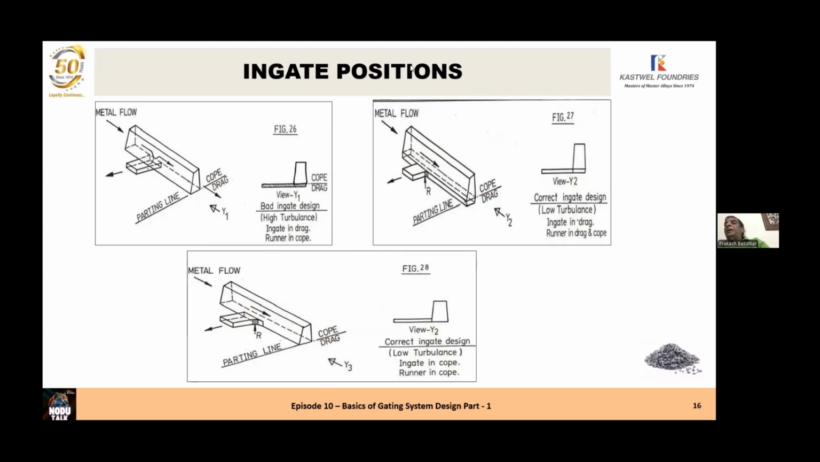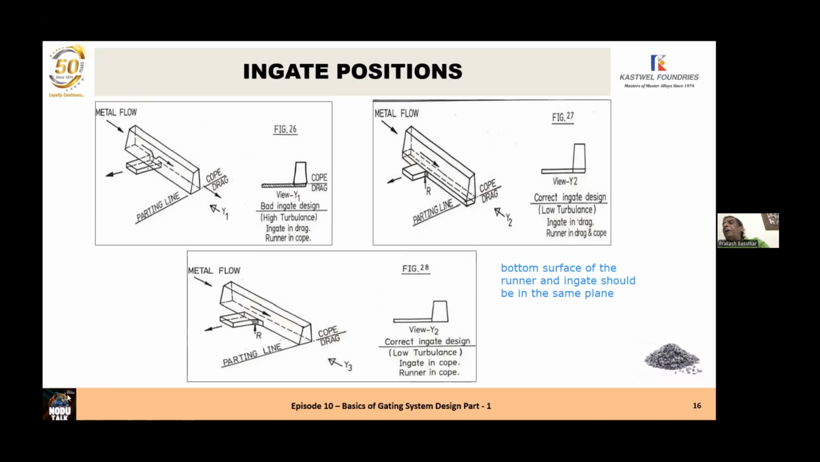The ingate is still in the drag, but the runner extension has been added to the drag so that the bottom surface of the ingate and the bottom surface of the runner bar are in the same plane. Now there is one more point which is important to remember. At the other end of the ingate, the first ingate, the metal will have a lot of momentum as it flows from the down sprue into the runner bar. So it has high speed, high force.